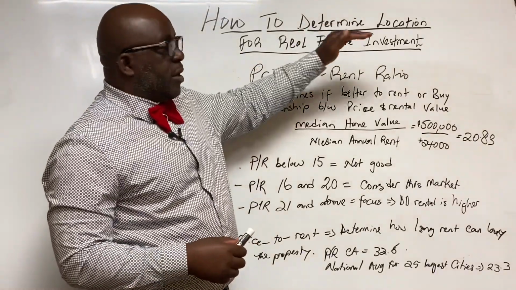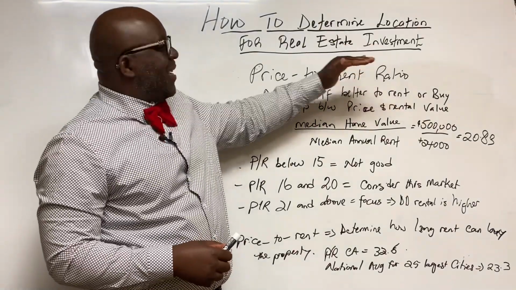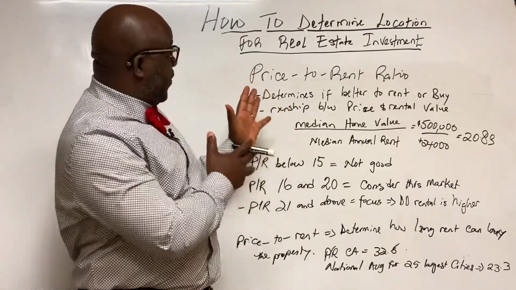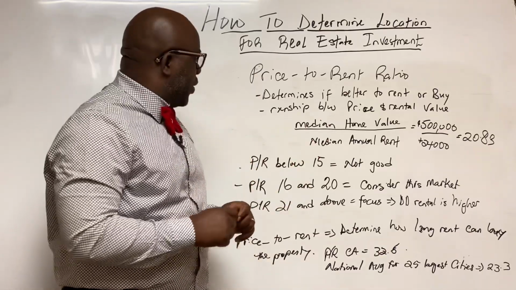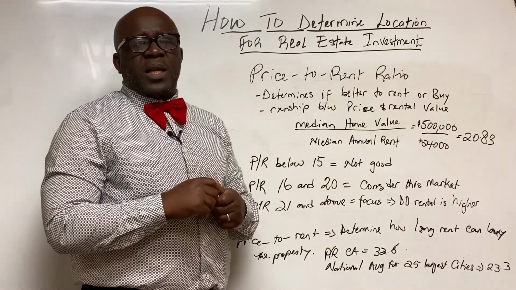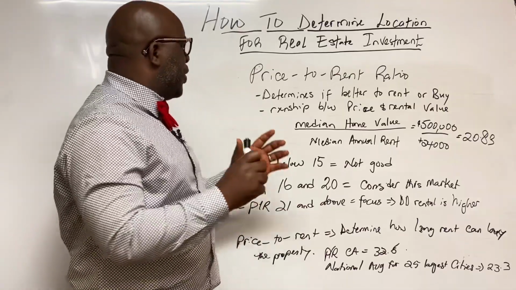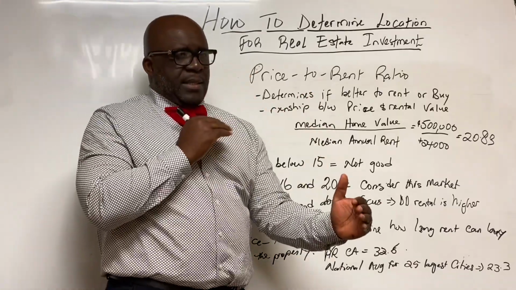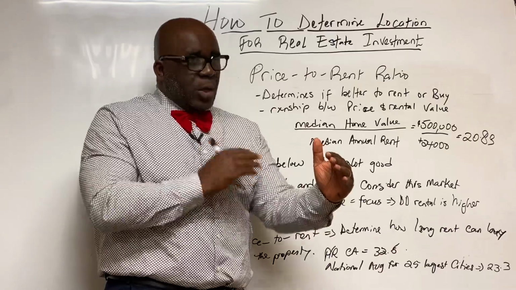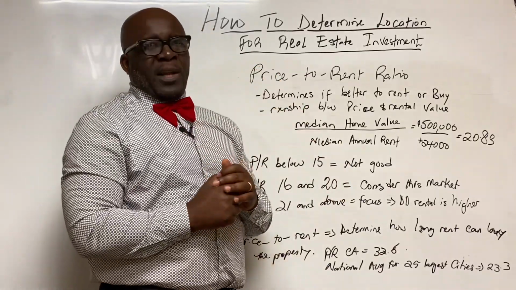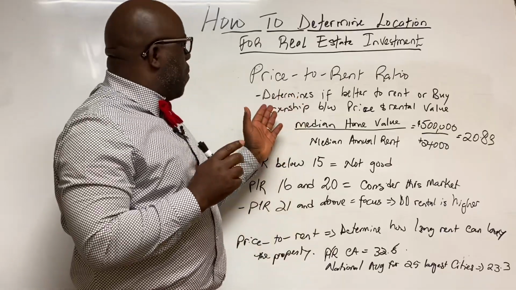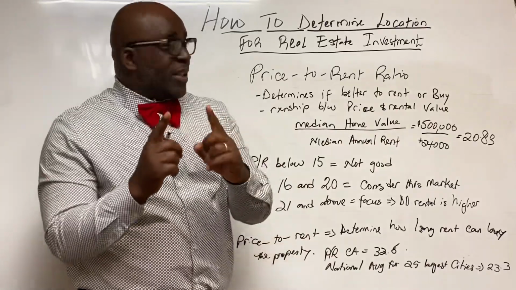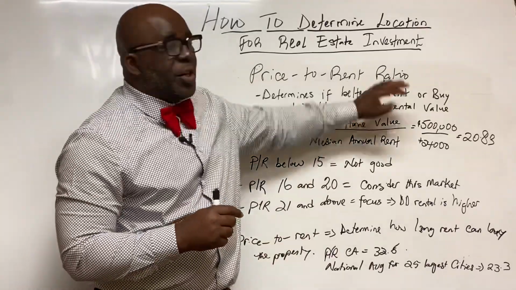We have determined the right market, the right neighborhood, and the right property. And I want you to listen to me keenly on this one. This is very important. Real estate investors use a matrix to determine two things: if it is better or cheaper to rent or buy in a particular environment, and also to manage the relationship between price and the rental value. That matrix is called price to rent ratio.